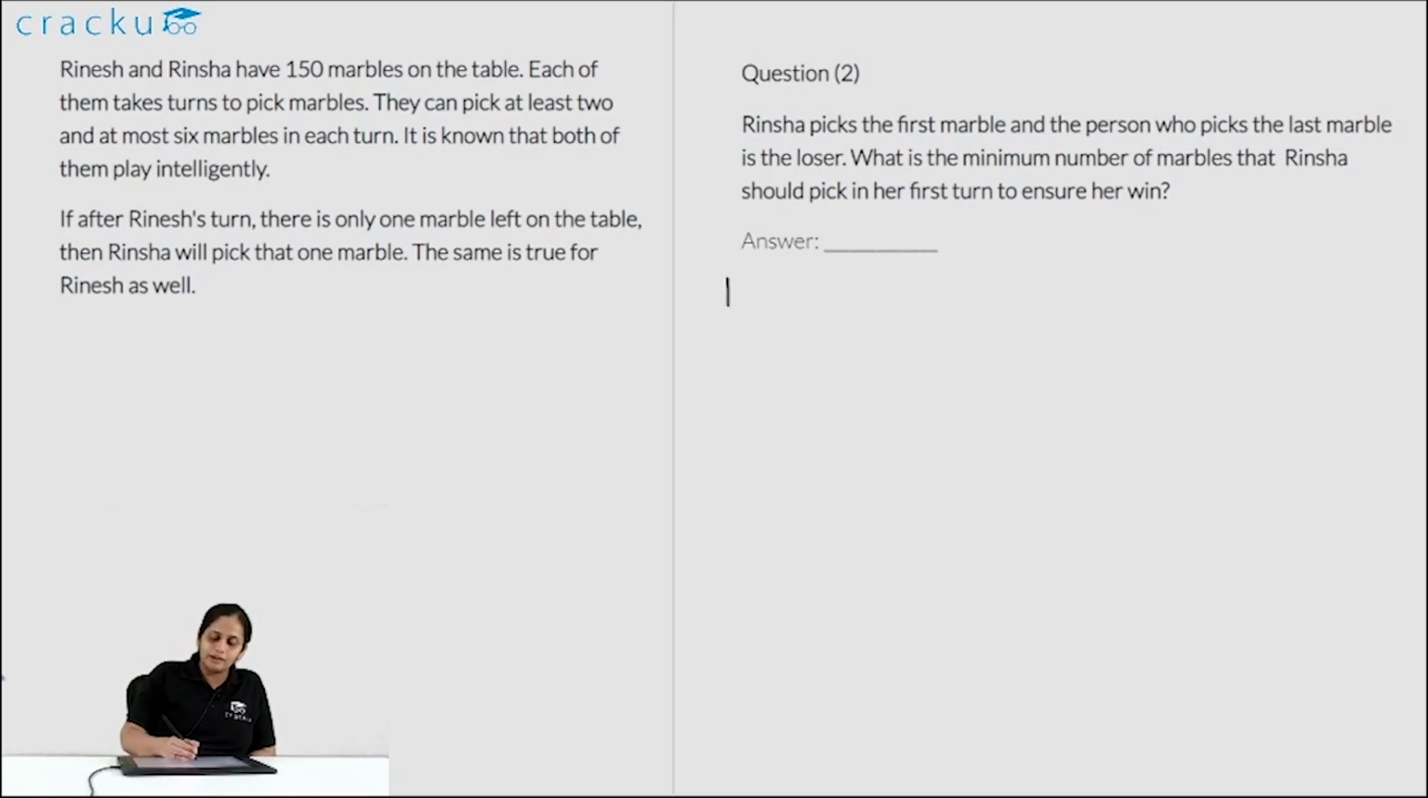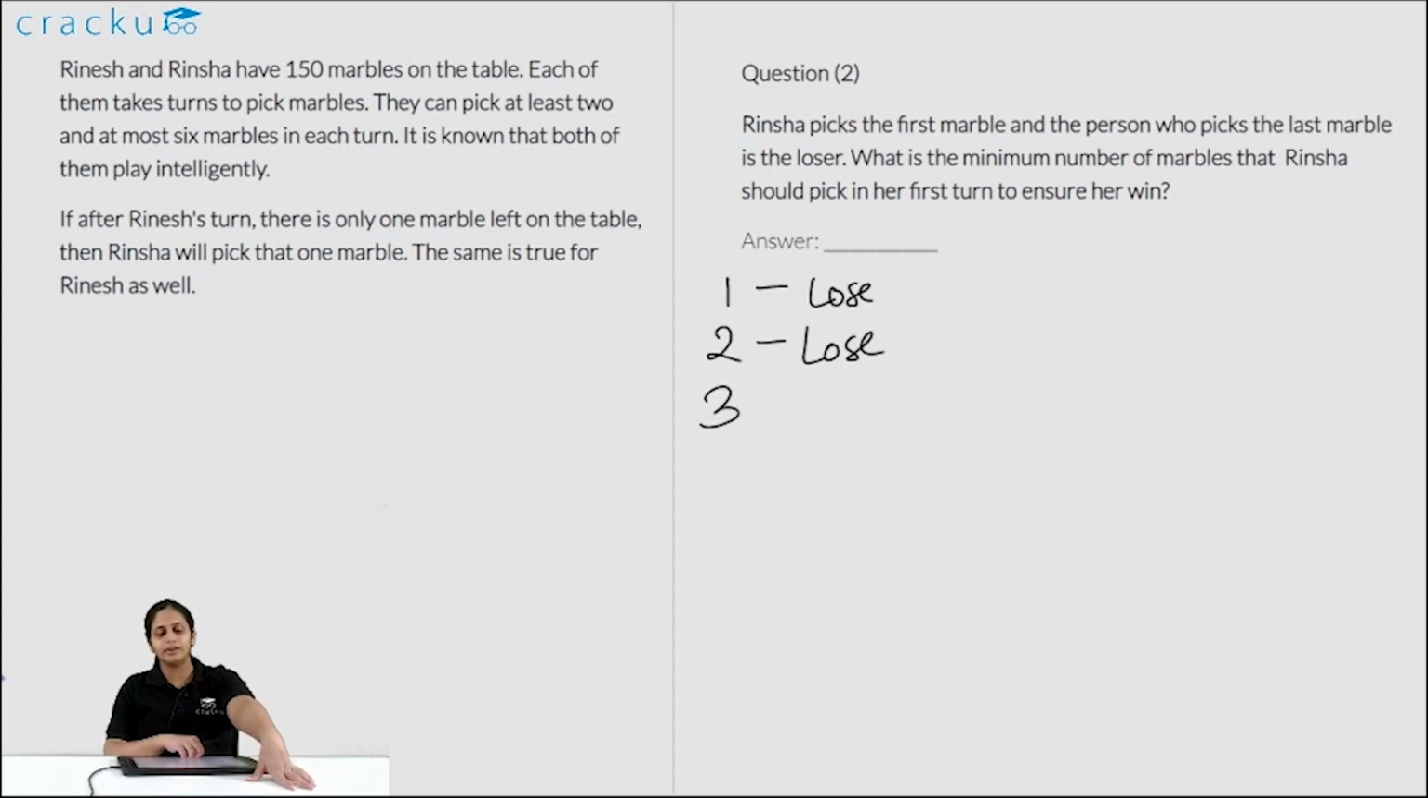If you have 1 marble on the table, you have to pick it up and you would be the loser. So 1 is now a losing position. Similarly 2 also, you have to pick up 2. If there are 2 on the table, you can't pick up 1. So 2 is also a losing position. Now 3, if you have 3 on the table, what will you do? You will pick up 2 and leave 1 for the opponent and he'd be in the losing position. So 3 is actually a winning position.